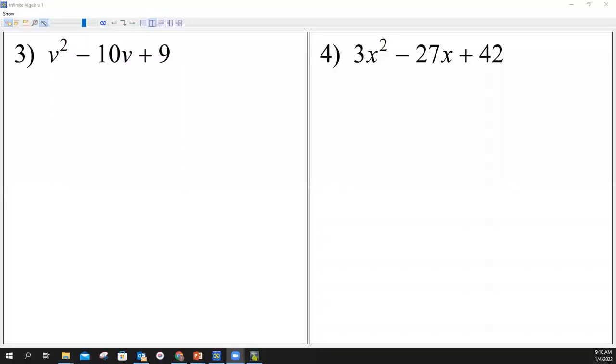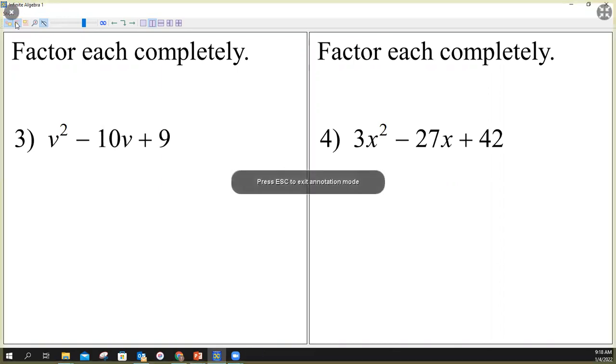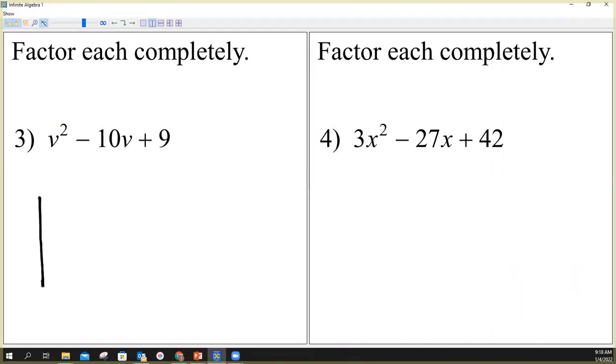Okay. So whenever you're factoring, you always start by looking for a greatest common factor. And I just realized that it didn't have the directions at the top. So the directions are to factor it completely. There we go. So factoring them each completely. So let's look at question number 3. You don't have a GCF, so we're going to make our box.